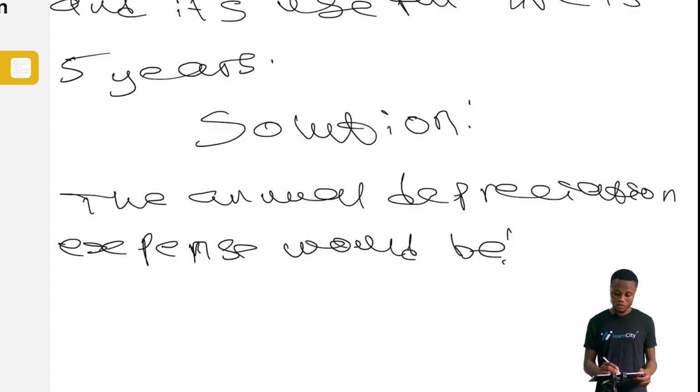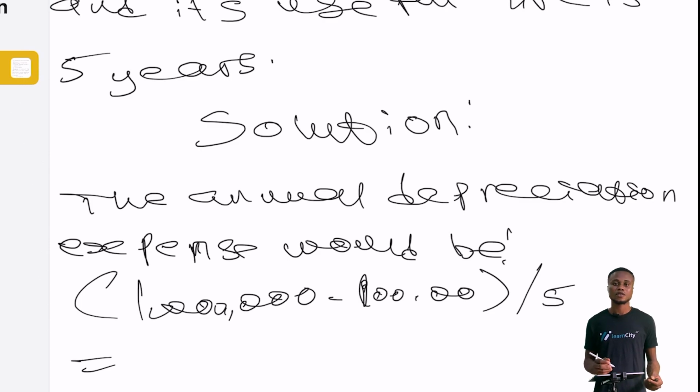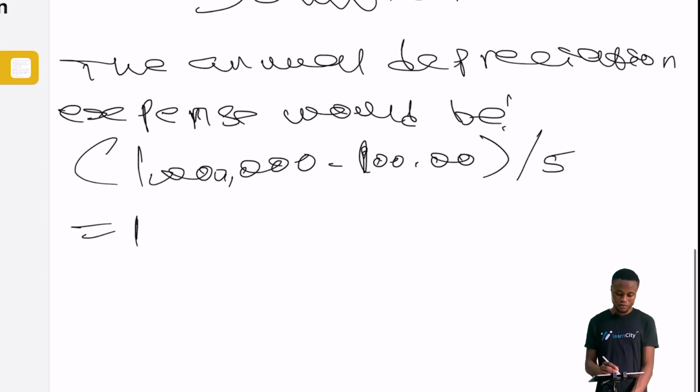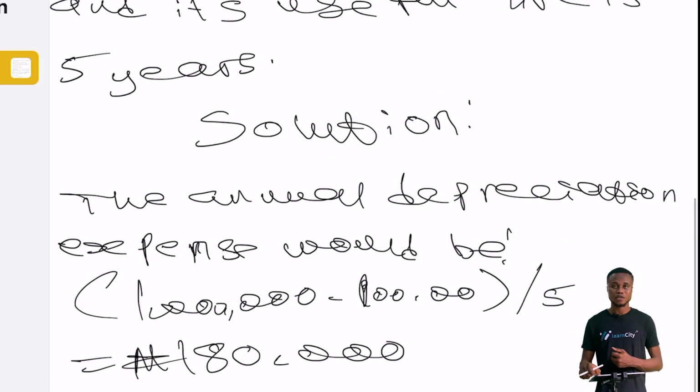Everything will be in brackets, don't forget: 1 million naira minus 100,000, then divided by 5. If you press this in the calculator, you're going to arrive at 180,000 naira. So I think we are good about the simple application of the straight line depreciation expense.